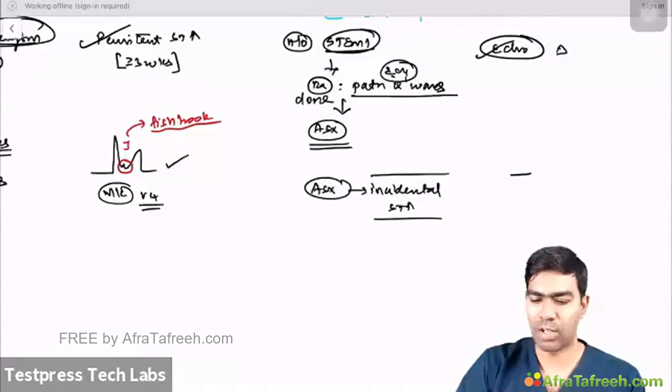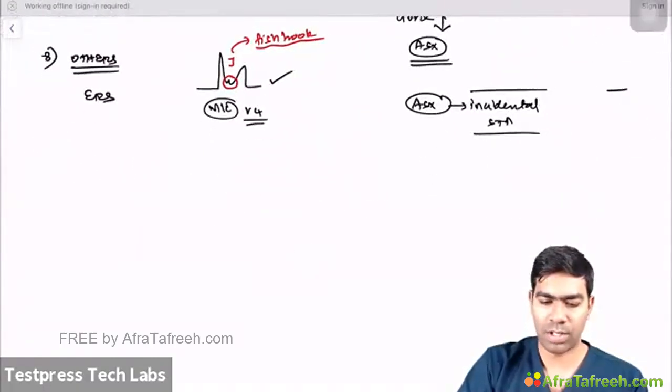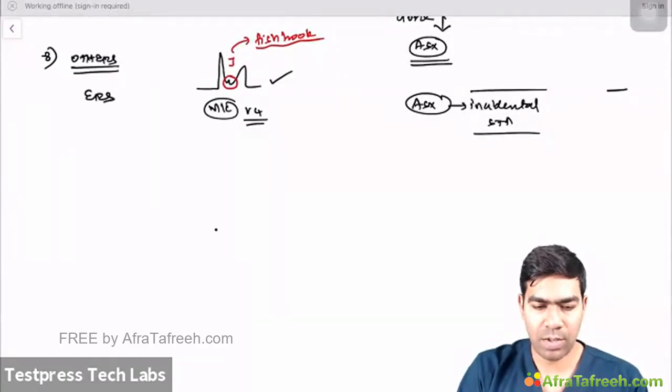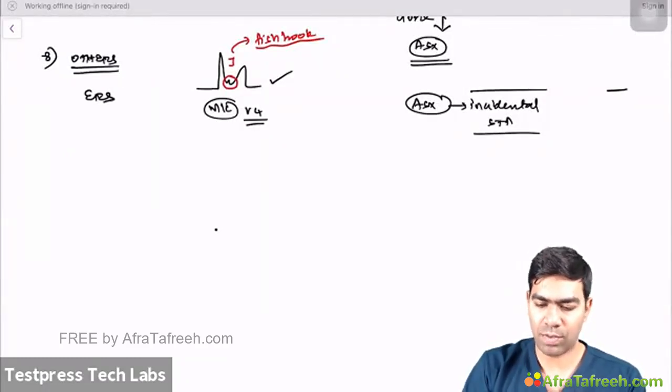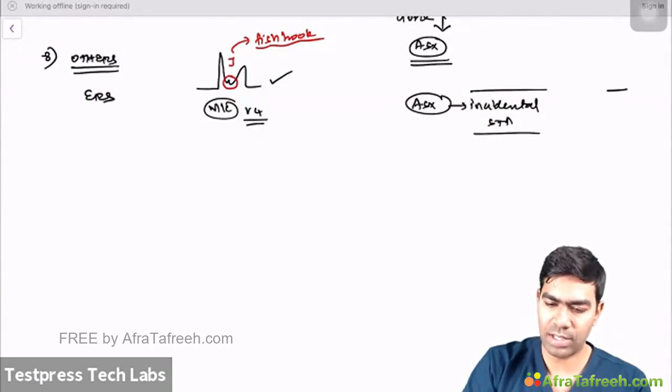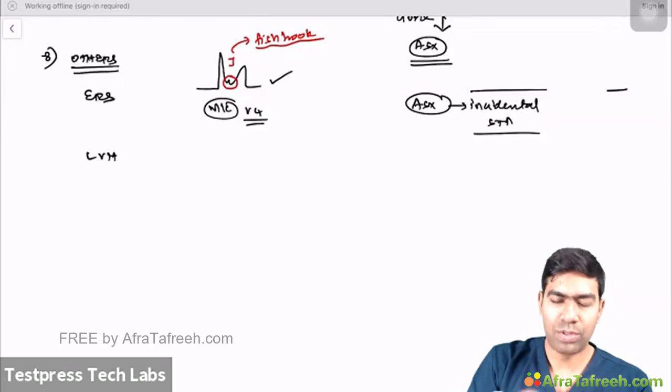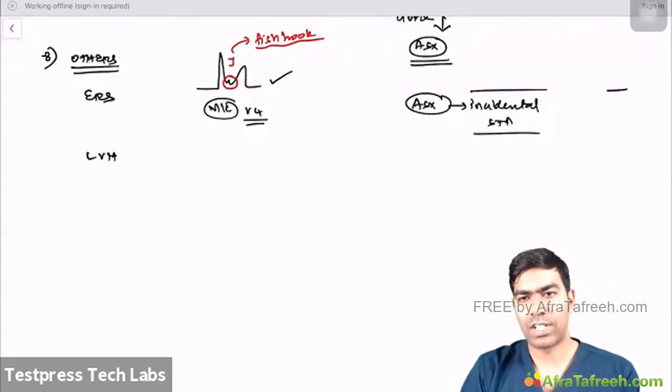It's considered to be a benign condition, early repolarization syndrome. Apart from that, you have many other conditions as well. For example, left ventricular hypertrophy itself can produce ST elevation. So which kind of LVH will produce it? Will volume overload produce ST elevation or will pressure overload produce ST elevation?